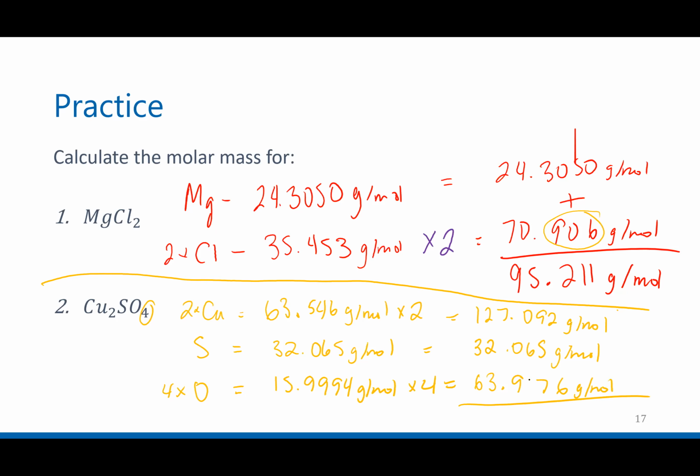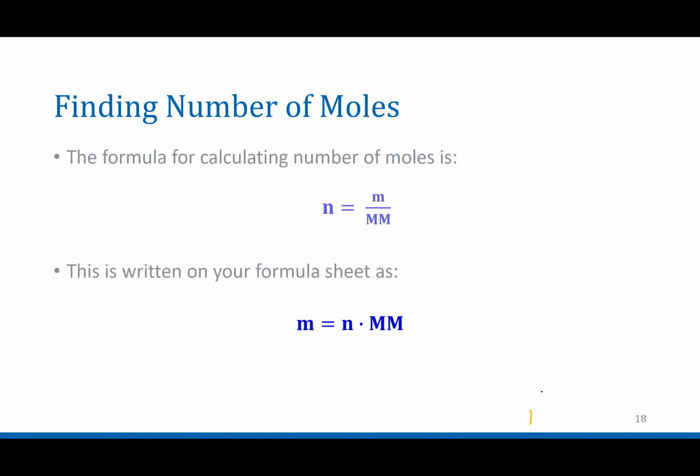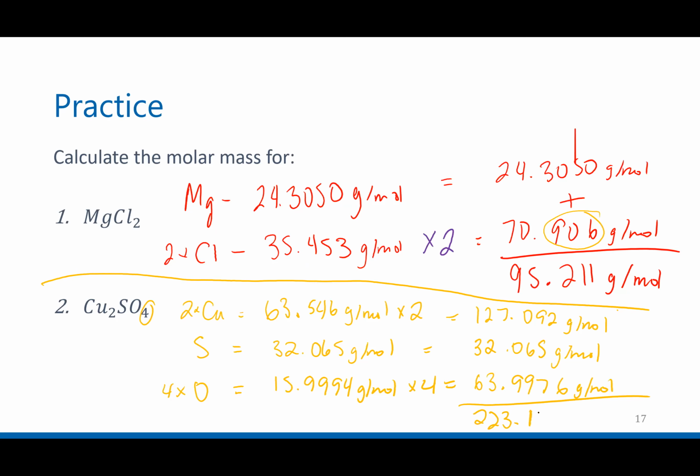Now all I do is add up all of those numbers, okay? I have 3 decimal places, so my answer can only have 3 decimal places. And I get a larger molar mass than the last time. I get 223.1, sorry guys, 223.155. I'm rounding it to 3 decimal places. Grams per mole.